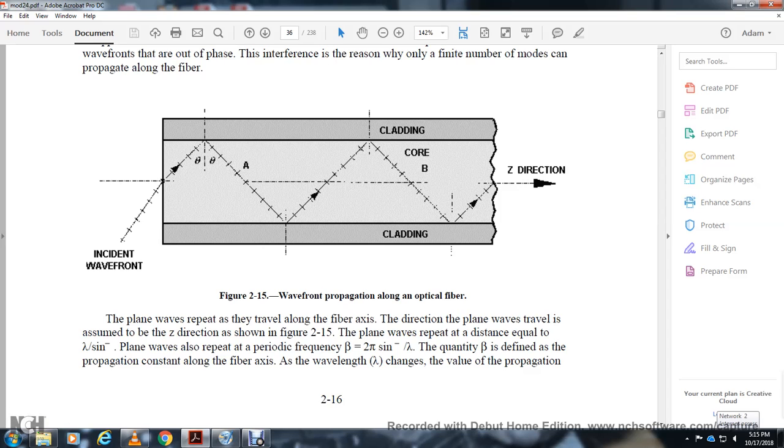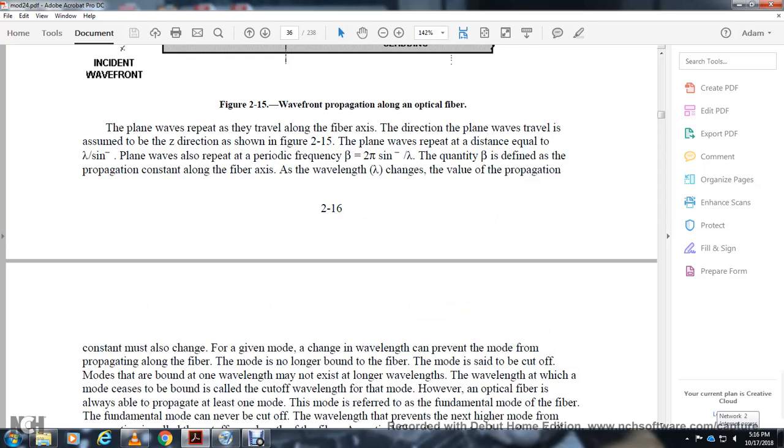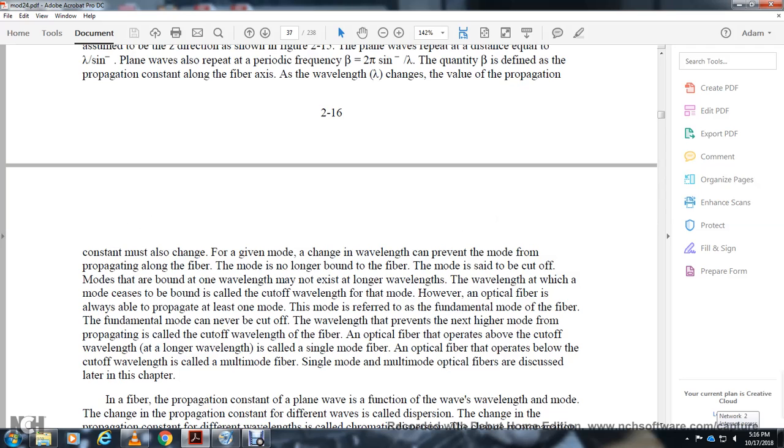The frequency is equal to 2 times pi over the index of refraction times the wavelength divided by the wavelength. The quantity beta is defined as the propagation constant of the fiber. When the wavelength changes, the propagation constant must also change to give the mode. The change of wavelength can prevent the mode from propagating along the fiber, and the mode is no longer bound to the fiber.